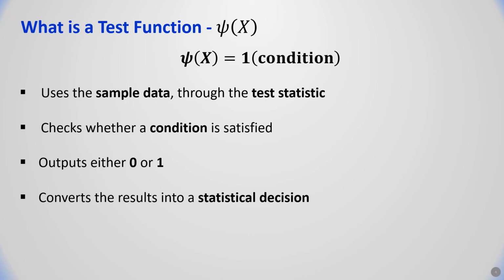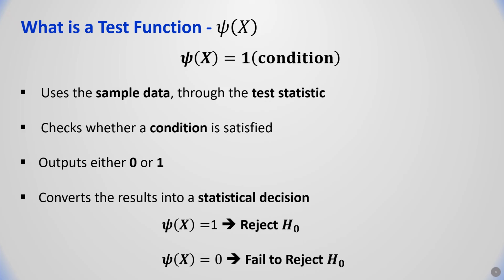An output of 1 means we reject the null hypothesis, while an output of 0 means we fail to reject the null hypothesis. In the next slide, we'll see exactly what the condition is and how the test function uses the test statistic to make this decision.